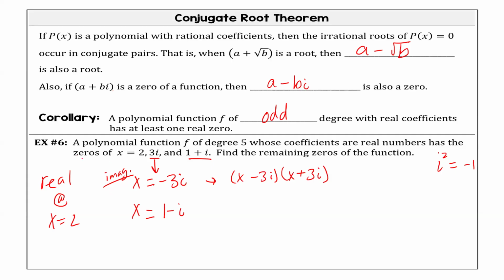Same thing here. When I would write this in factored form, I would end up with x minus (1 plus i) times x minus (1 minus i). And again, when I FOIL and distribute, my middle terms will combine and my i's will become i squared, and i squared equals what? Negative 1. So the i's will go away. Okay, and we will see that here in a minute.